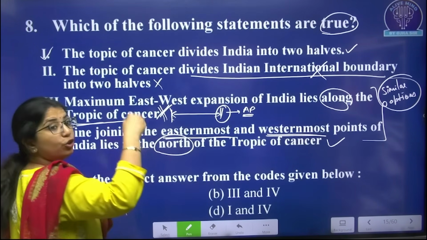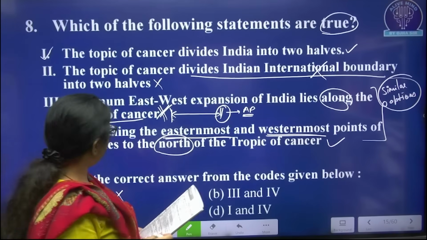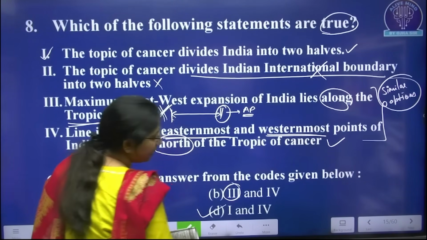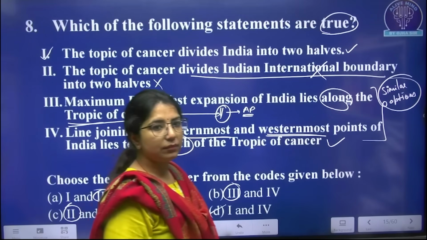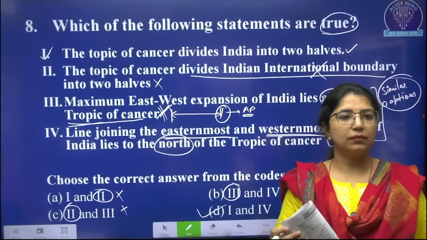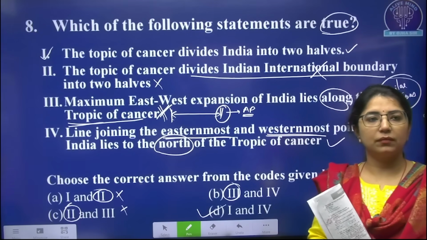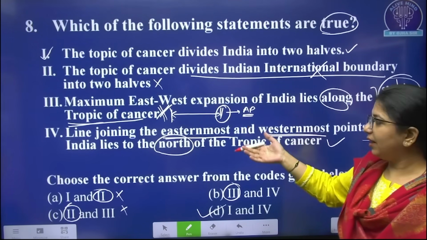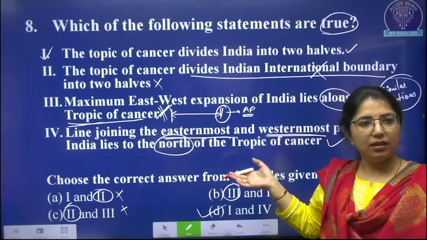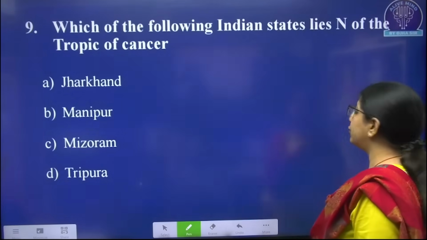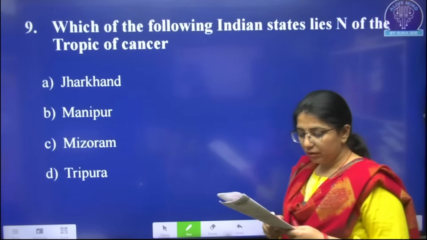Okay, no, it is north of the Tropic of Cancer. So the third is also gone. This is also gone. The answer is D. How they both are the same, I have explained very well. Just go through it again after completion of the topic. Then is question number 9.